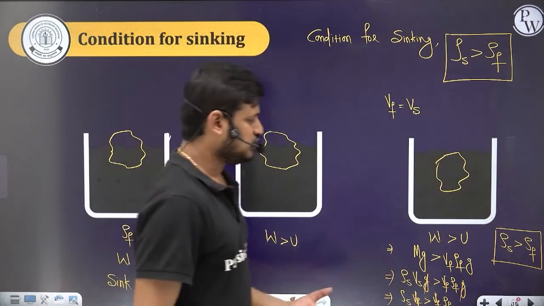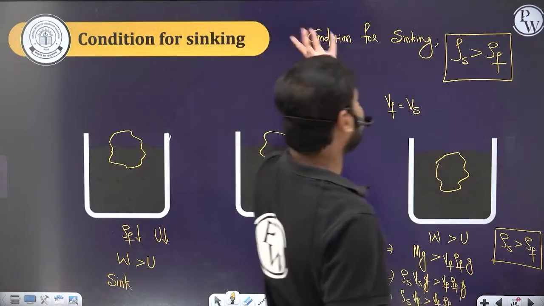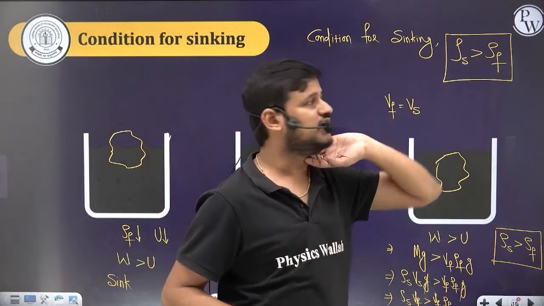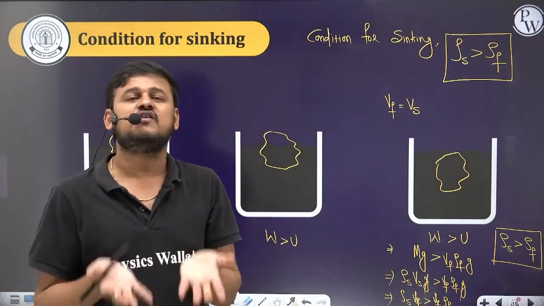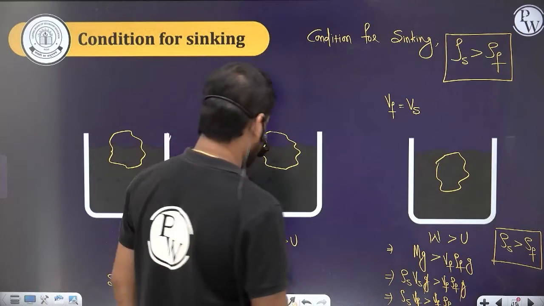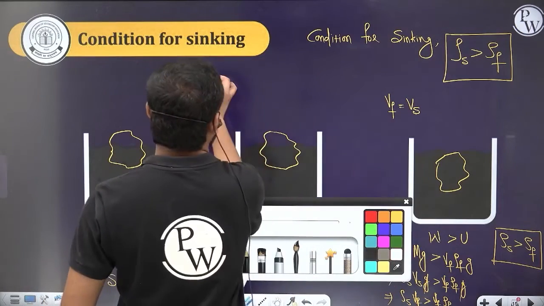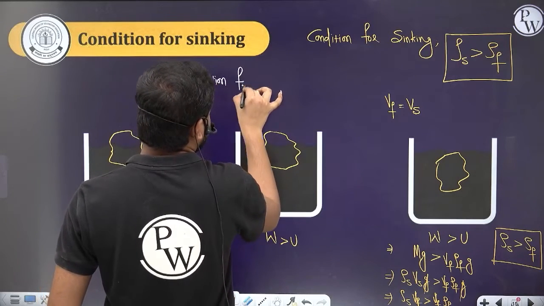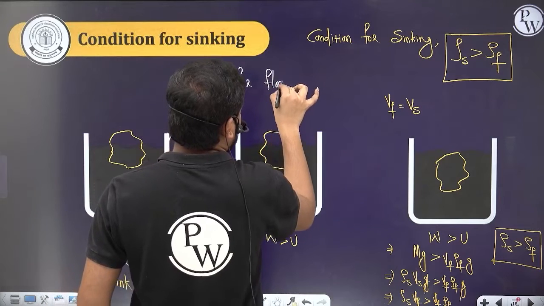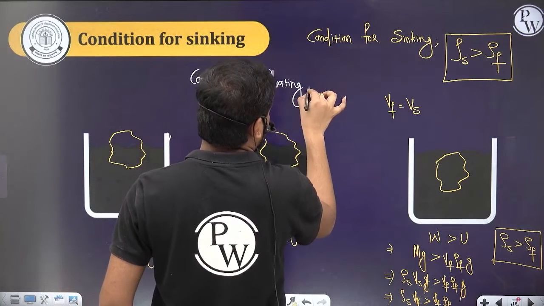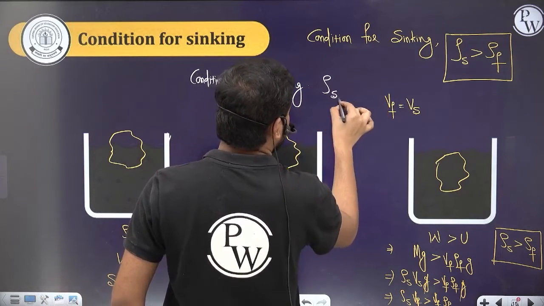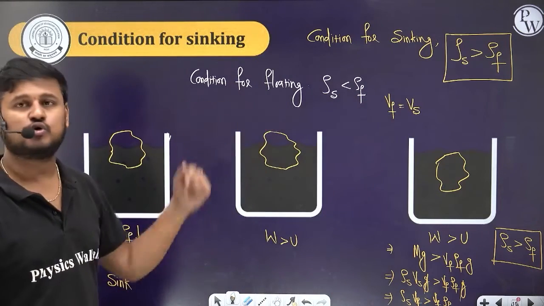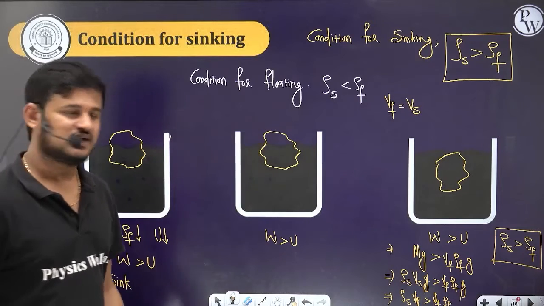Clear? Chalo. If reversed, if the density of the solid or the object is less than the density of the fluid, then what happens? It will float. That's it. Now if they ask what is the condition for floating, the density of the solid should be less than the density of the fluid. Then it will float. Understood? Clear?